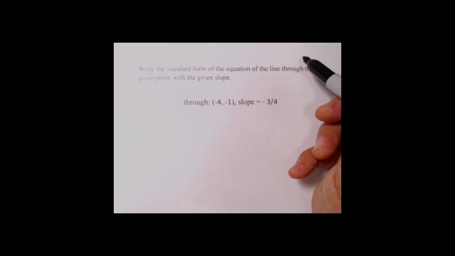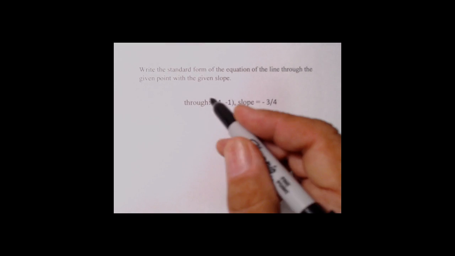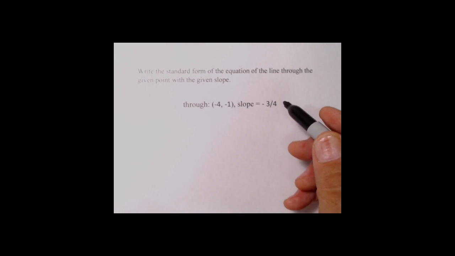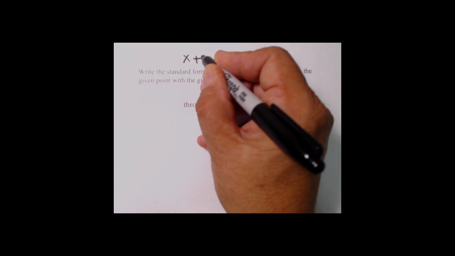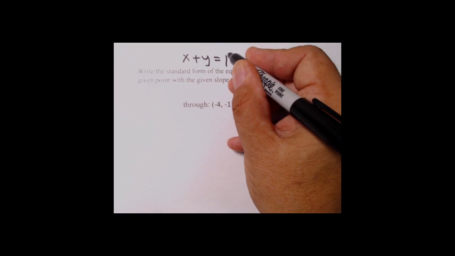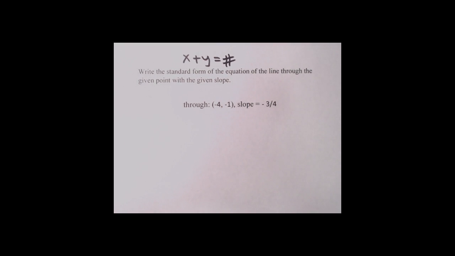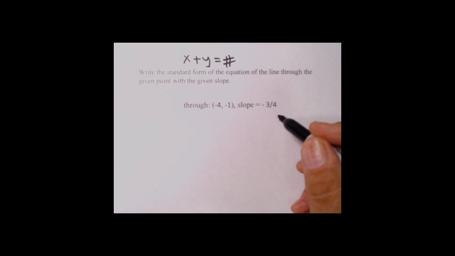Okay, let's see. Right here, write the standard form of the equation of the line going through the given point. Okay, standard form simply means that we have the x and y on the left and whatever the number is over here on the right. So you remember that as standard form. Why we're talking about that is when we start doing systems of equations, this standard form will be the important way we want to use.